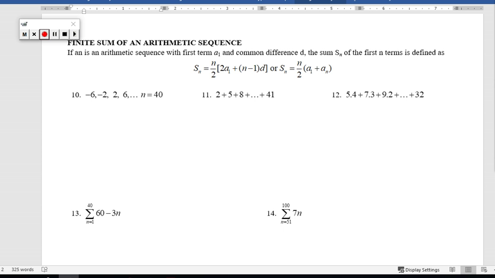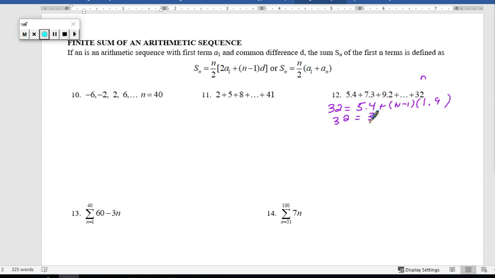All right, so here for number 12, again, we need to figure out how many terms we have at first. I know that a sub n, I don't know what the nth term is here, but I know it is equal to 32. I know our first term is 5.4. I can also see here that our common difference is 1.9. We're adding 1.9 each time.